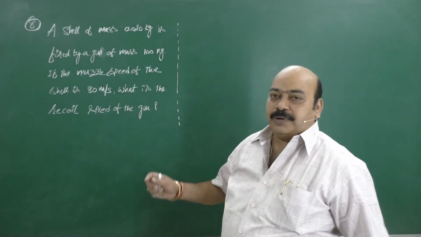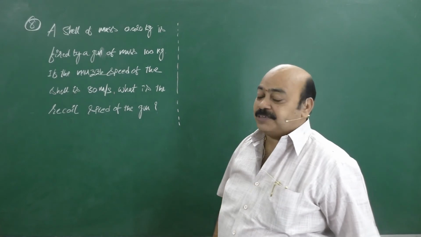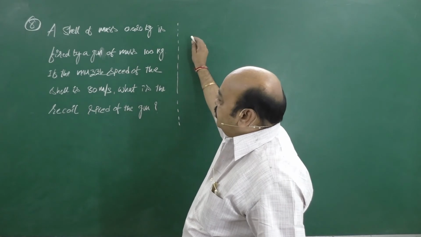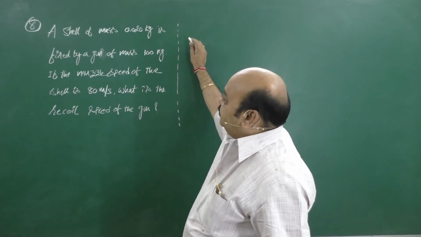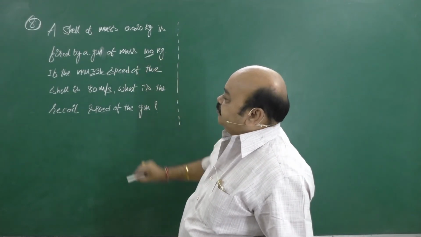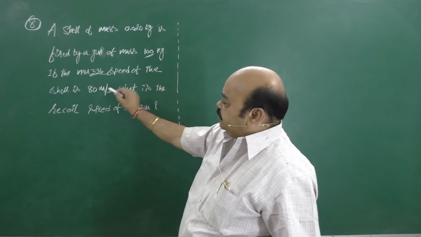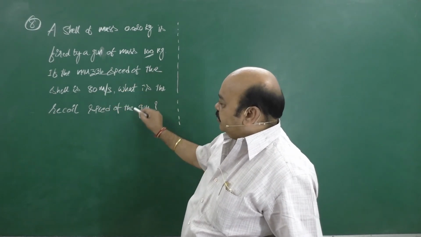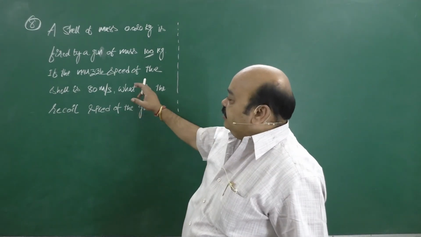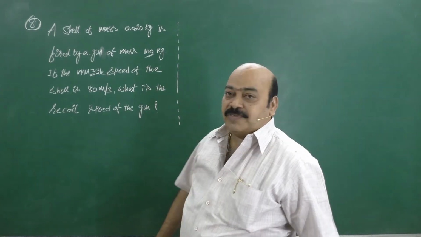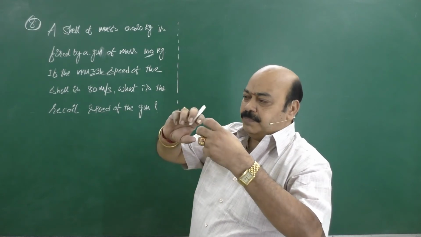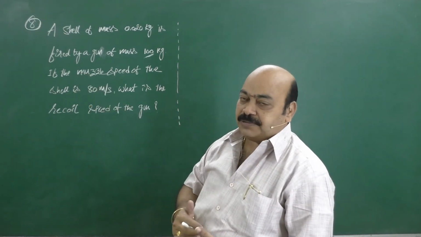Consider one more example based on the law of conservation of momentum. See this problem. A shell of mass 0.02 kg is fired by a gun of mass 100 kg. If the muzzle speed of the shell is 80 meter per second, what is the recoil speed of the gun? I think somewhat the vocabulary is away from our routine language. Here muzzle speed means when you fire a bullet, the bullet leaves with a velocity, that is muzzle speed.